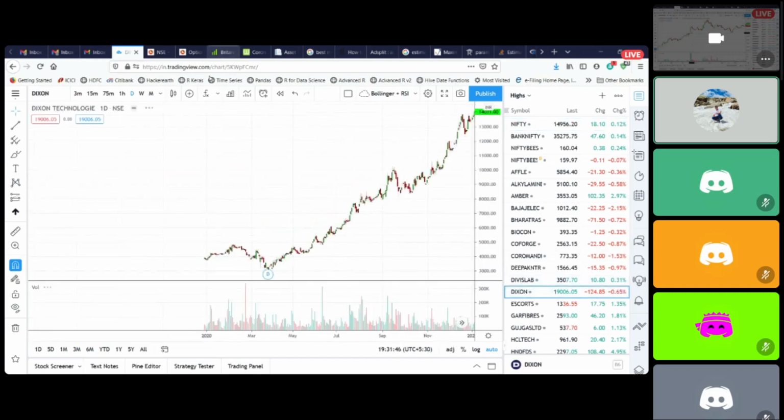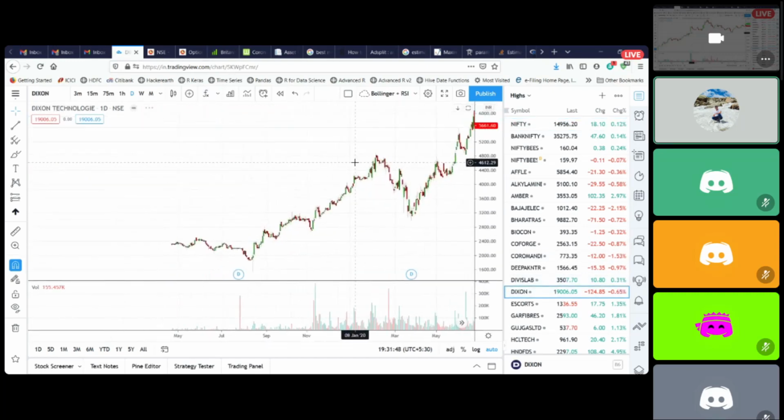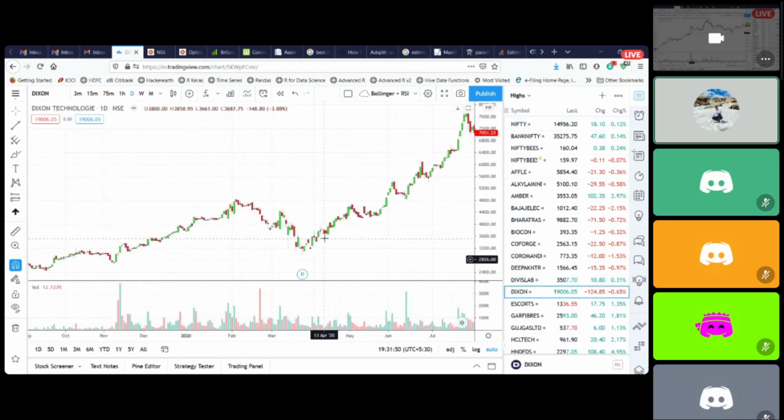Using that system, I found Dixon Technology. Just look at what is happening here. A previous high of 4,800, and it broke to a new high on 29th of May itself, when Nifty was sitting around the 9,000, 9,200 region. So this is a super bullish sign.